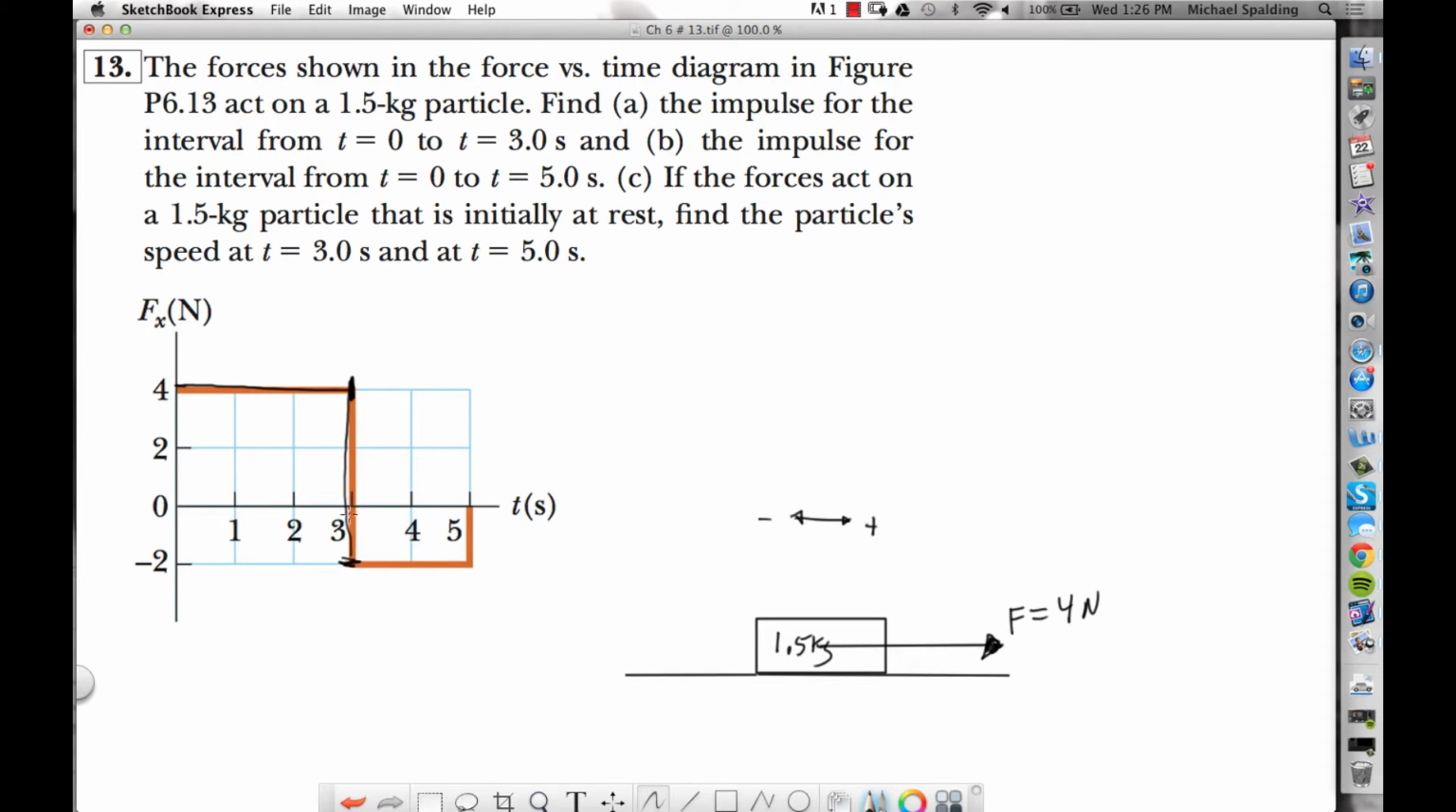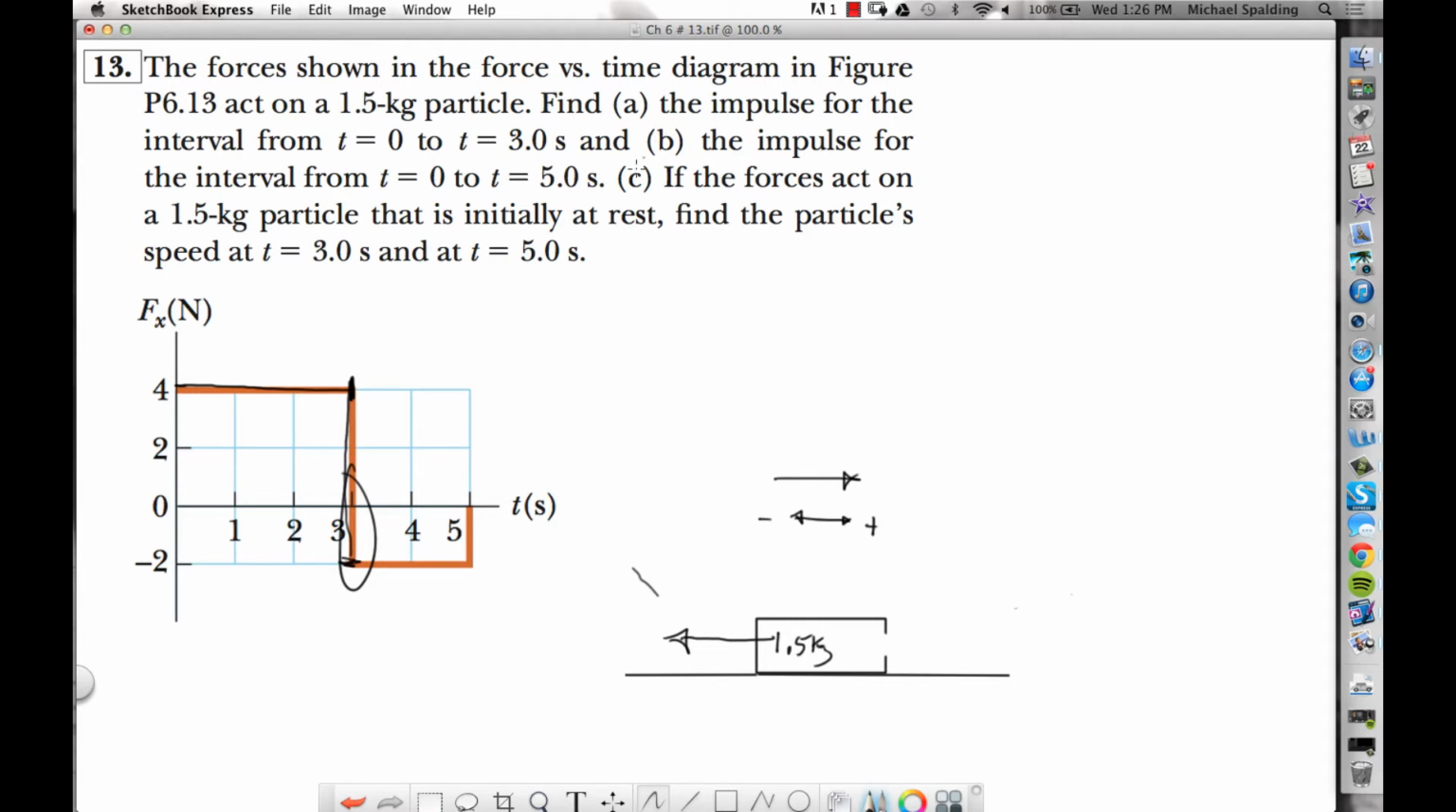So what happens at t equals 3? What's going on right here? The force changes from 4 to what? -2. What does negative mean? To the left. So basically, what's happening here? For the first 3 seconds, the object is accelerating in the positive direction. Then, from 3 seconds to 5 seconds, it's decelerating. Does that make sense? Okay, so that's kind of an overview of what's happening.